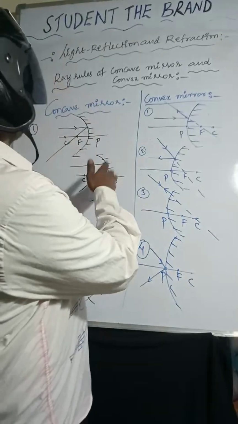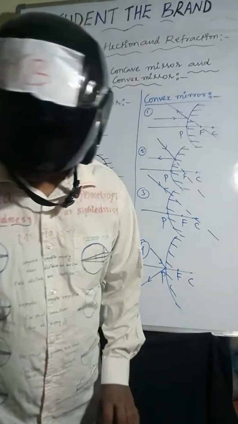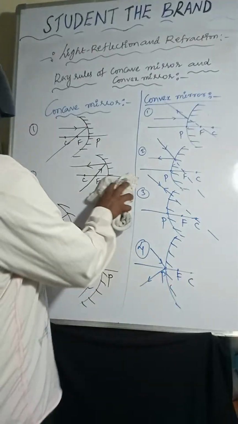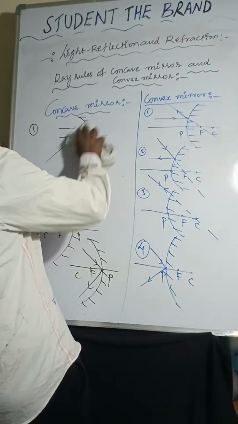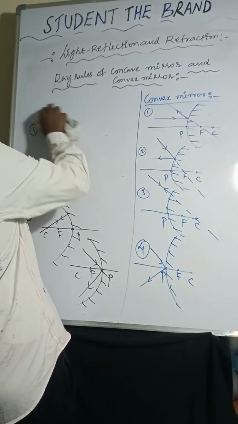So ray rules of concave mirror and convex mirror. Next one, image formation.